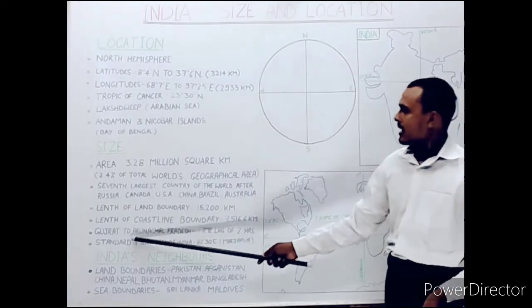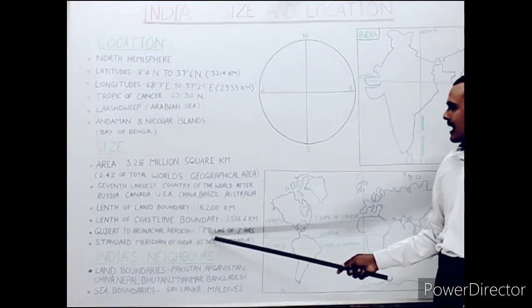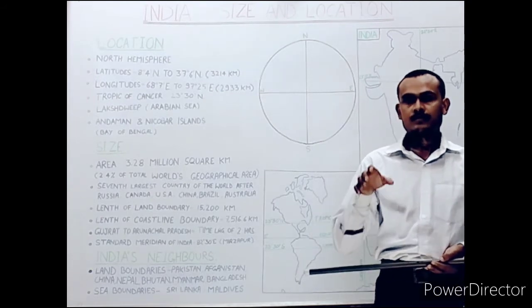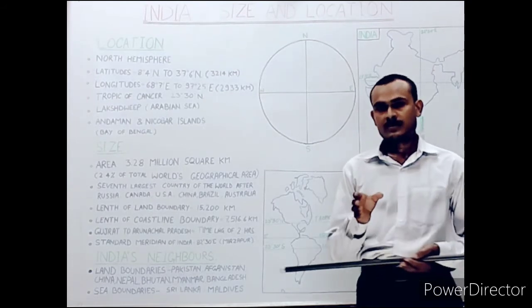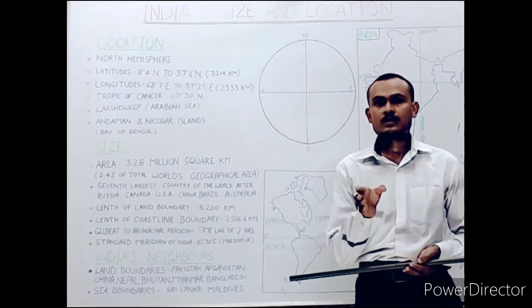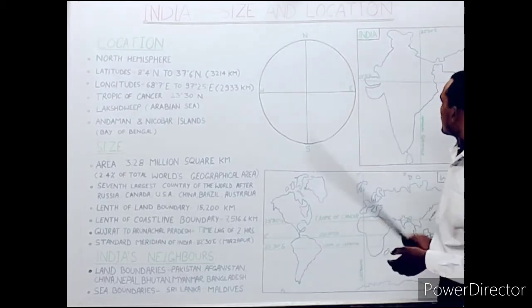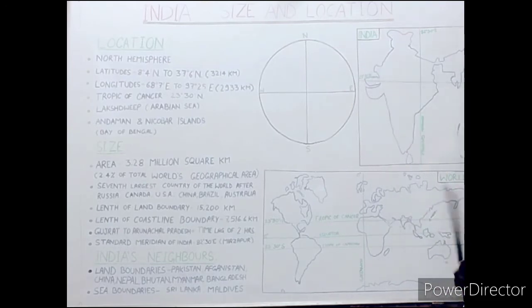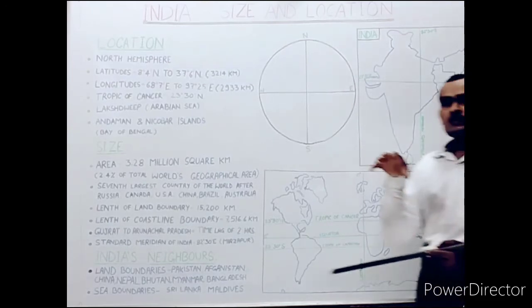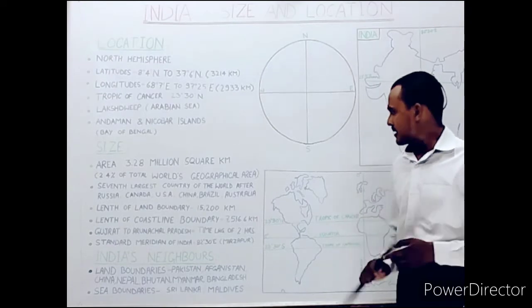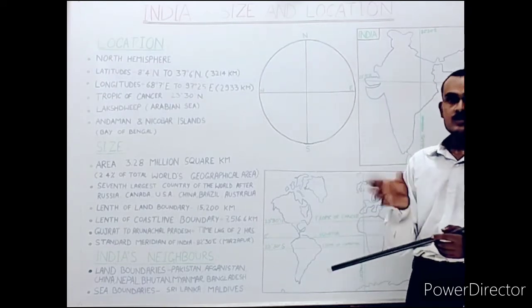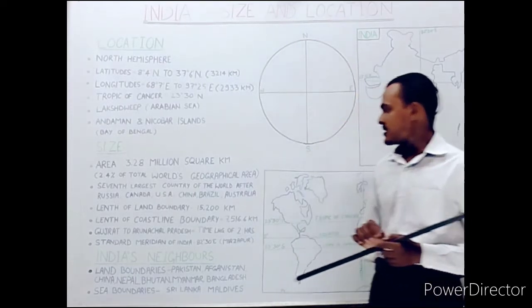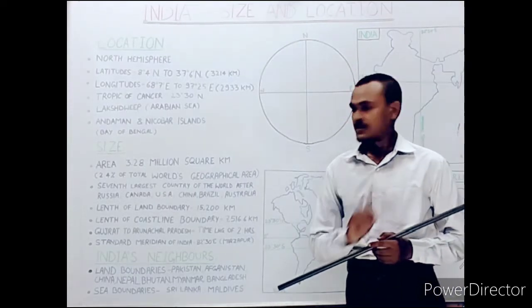Next point is Gujarat to Arunachal Pradesh, a time lag of 2 hours, meaning the local time difference between these two states is 2 hours. From here we see Gujarat and here is Arunachal Pradesh. According to local time, the difference between these two states is 2 hours, which means 120 minutes.